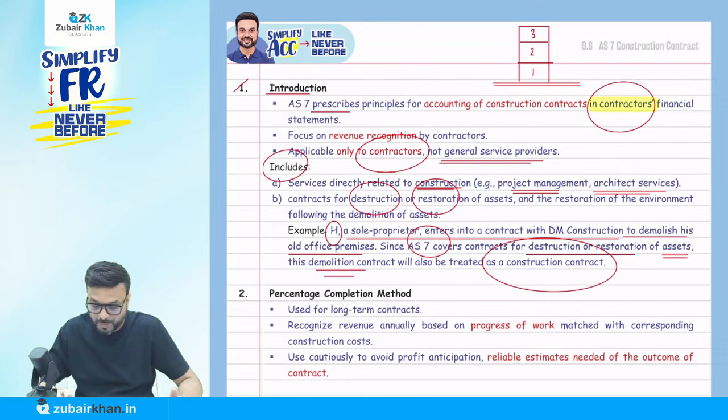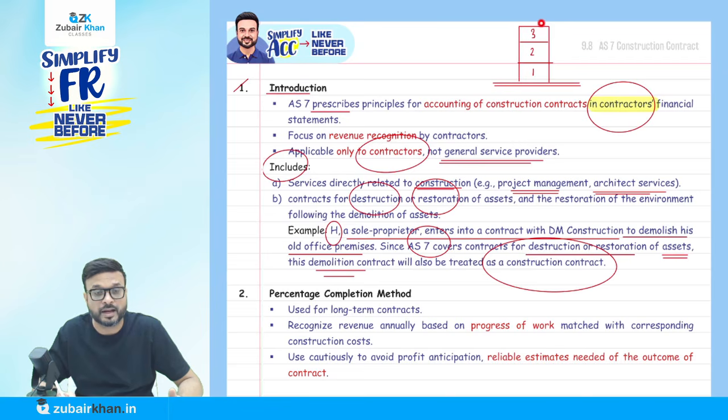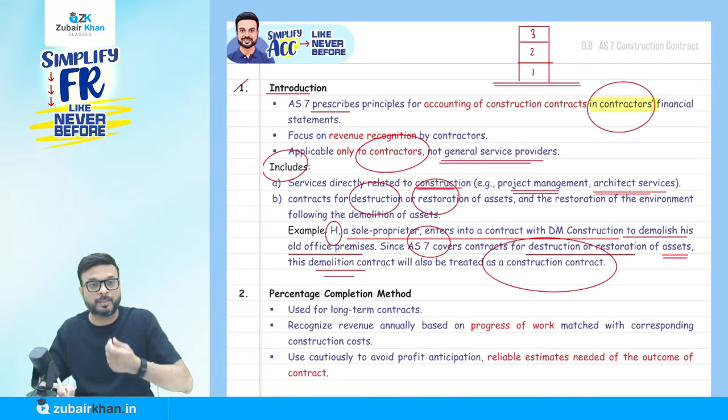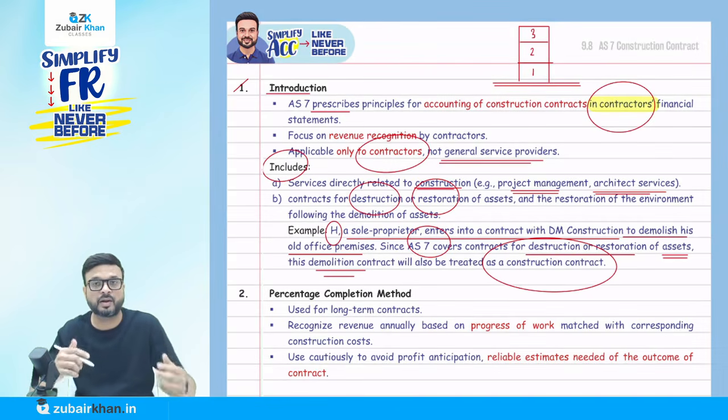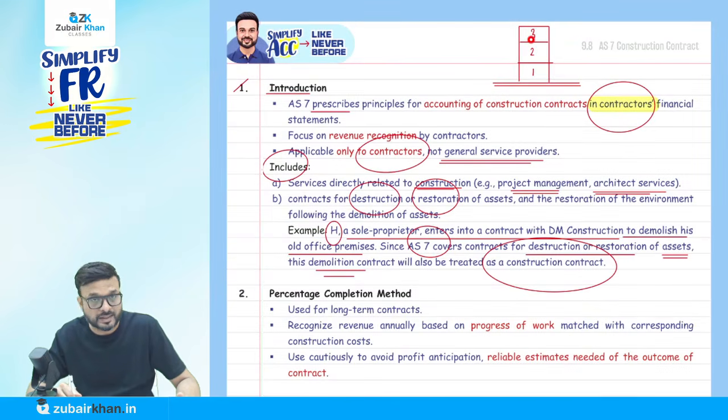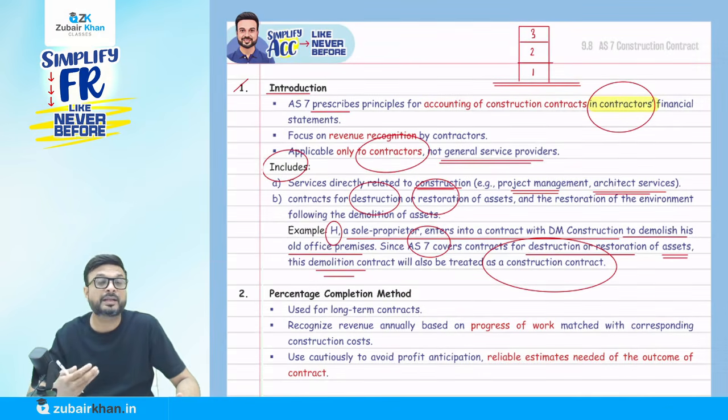Because it might happen that I receive the amount from the contractee at the end of the third year. But it might also happen that I receive the amount at the start of the first year. We don't know what type of terms and conditions we have with the contractee. So when should we recognize the revenue? Because expenses we are going to incur every year. But when we have to recognize revenue, there is one method we call the percentage completion method.